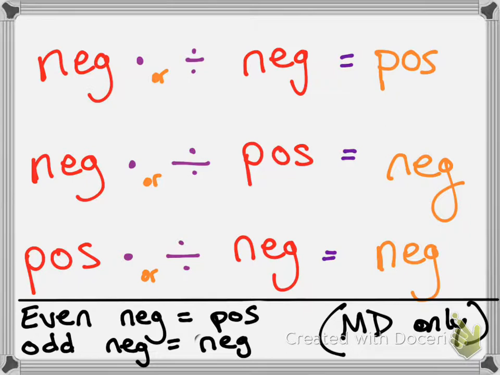This is why we pay attention. An even number of negatives makes it a positive. An odd number of negatives makes it a negative. But that's only with multiplication and division.